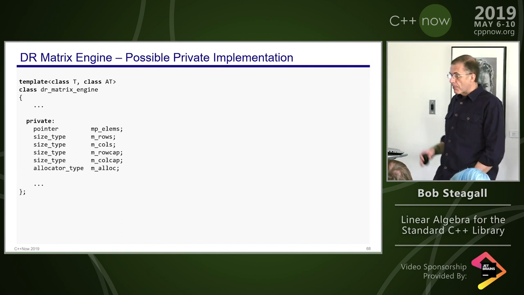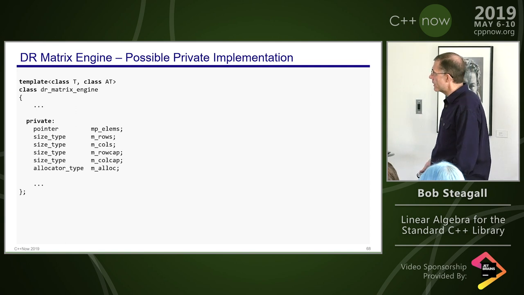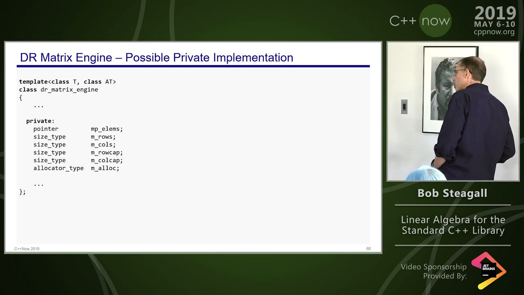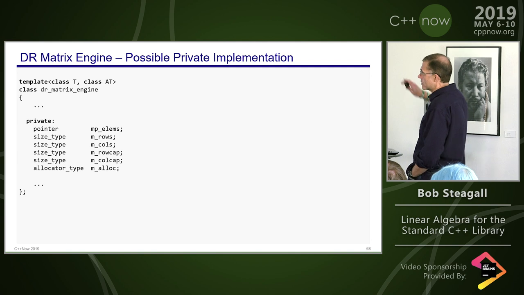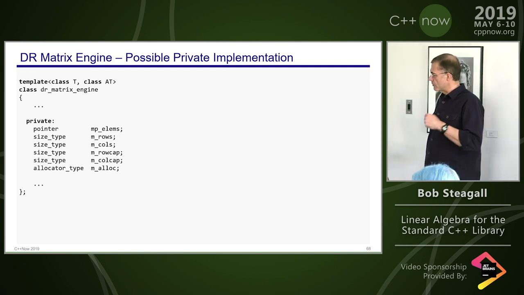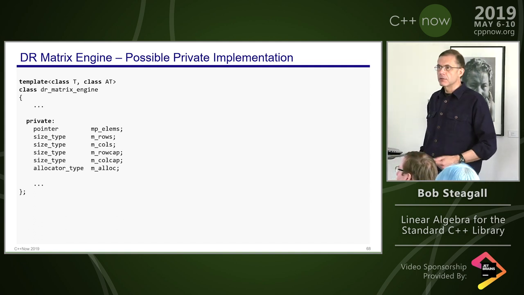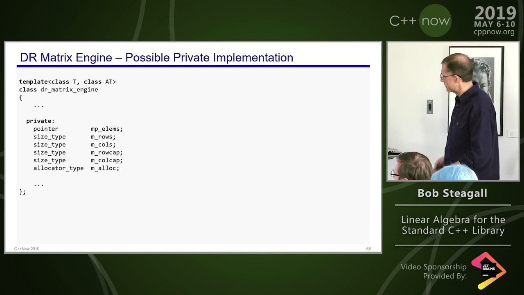Finally, as a possible, not a specified, but a possible private implementation might look like this, where you have a pointer based on the allocator's pointer type that points to some array of elements. You have the number of rows, the columns, row capacity, column capacity, and you maintain a local instance of the allocator.